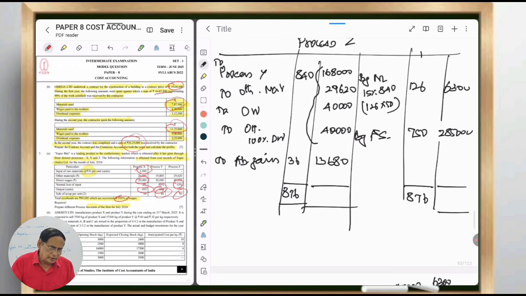So if we total, it must be tallied. 1,68,000 plus 29,620, 40,000, 40,000, 13,680. So the total is 2,91,300. Here also 6,300 plus 2,85,000 is 2,91,300. So it is tallied. The question is over.